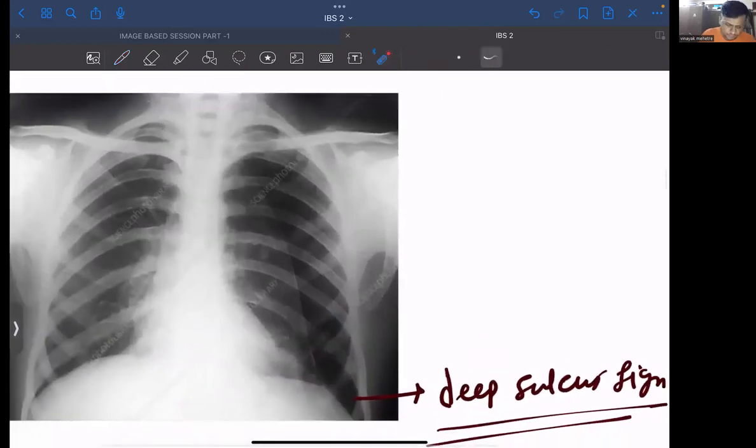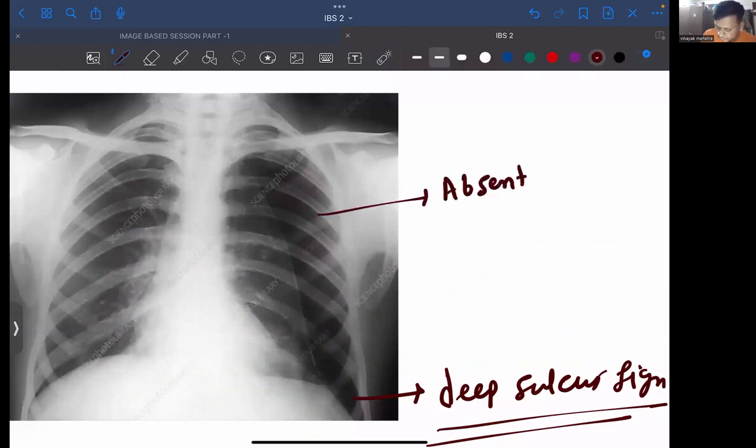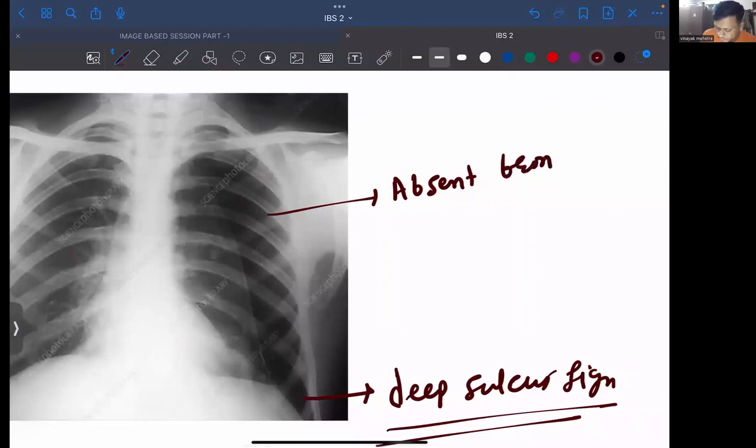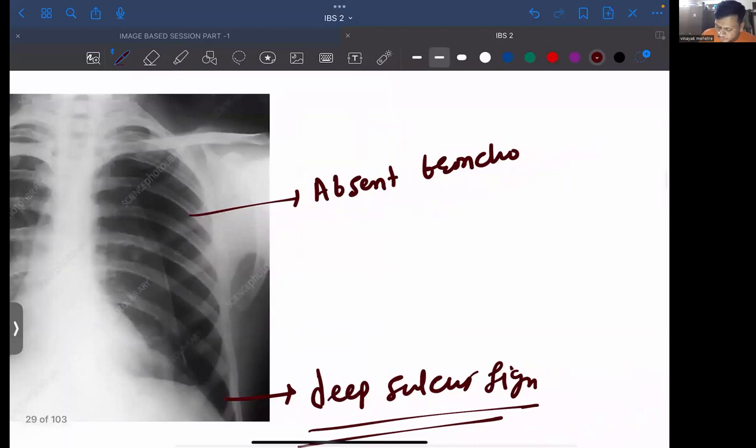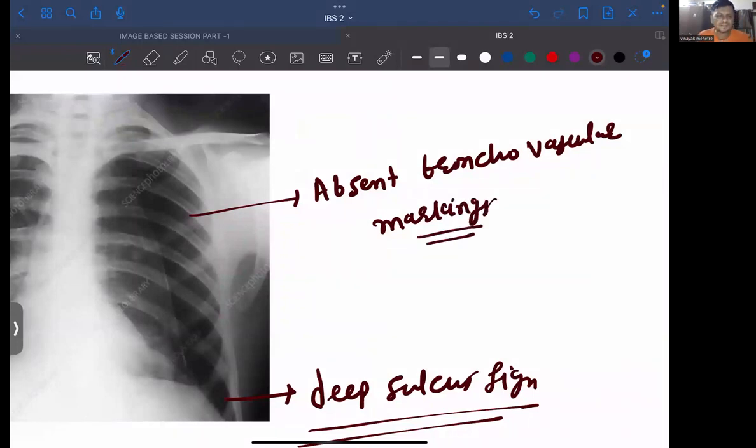Take a look over here. In this, you are able to see the bronchovascular markings, है ना? White color के दिख रहे, faded. But take a look over here. दिख रहा है? No, it is called as absent bronchovascular markings, right?